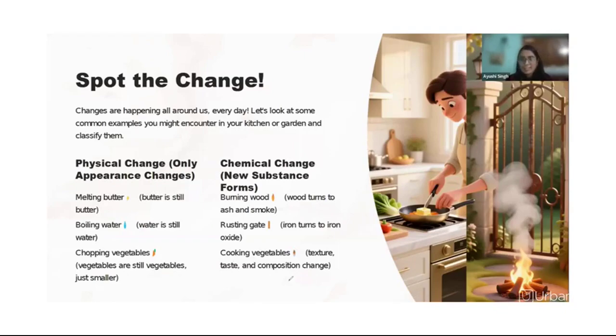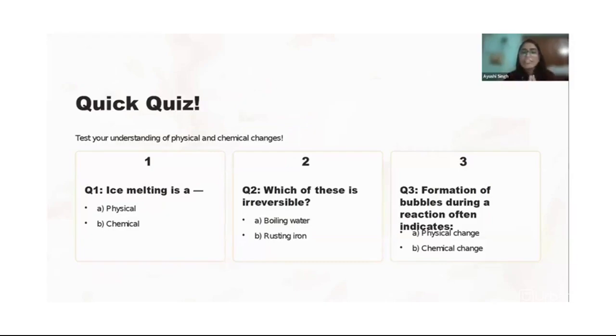Just try answering this. A candle is burning. What kinds of changes can you notice when a candle burns? Try solving that. I can give you a hint that both physical and chemical changes are there. Now you have to tell me exactly which part of a candle is showing physical change and where a chemical change is seen.